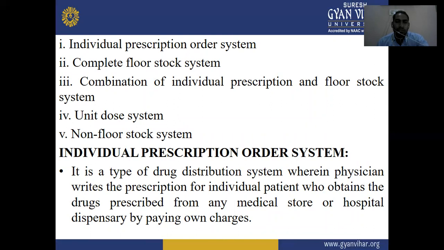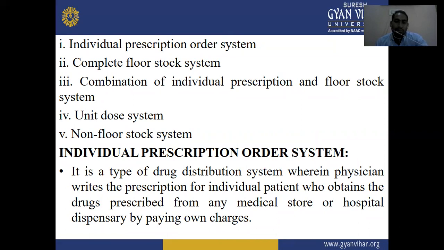The first one is the individual prescription order system. It is a type of drug distribution system wherein the physician writes the prescription for individual patients, who obtain the drugs prescribed from any medical store or hospital dispensary by paying the charges.